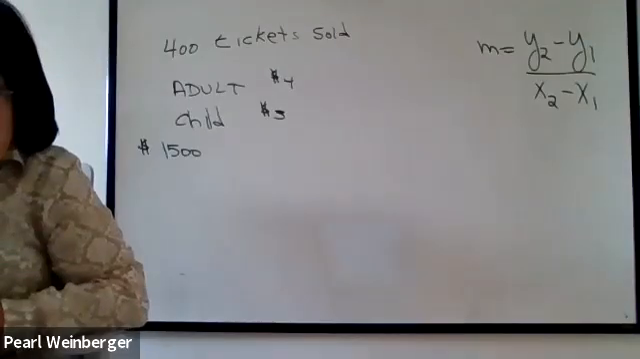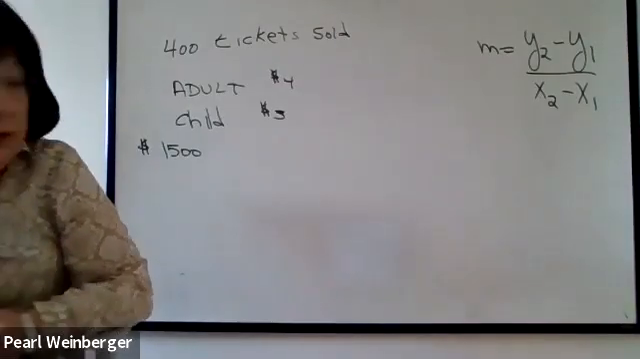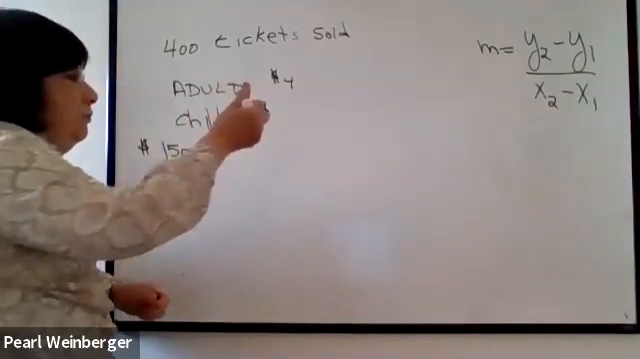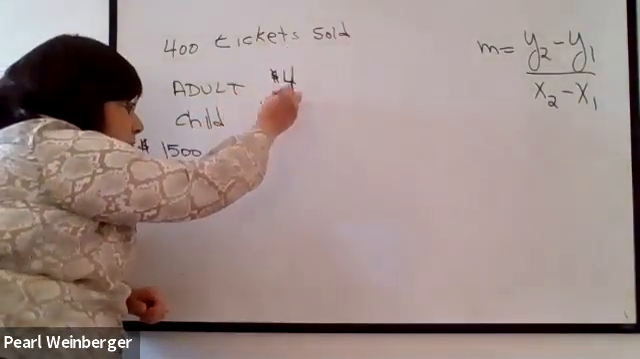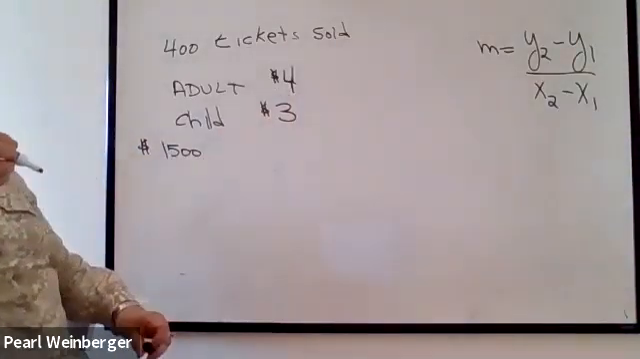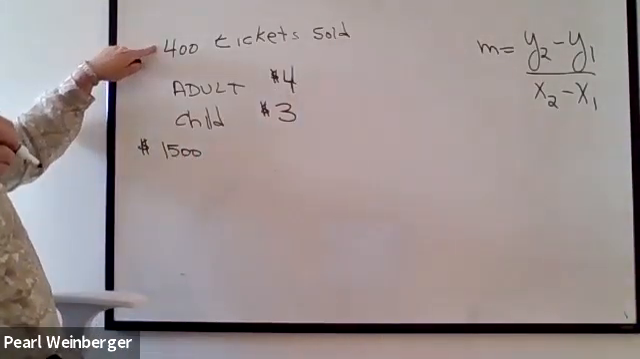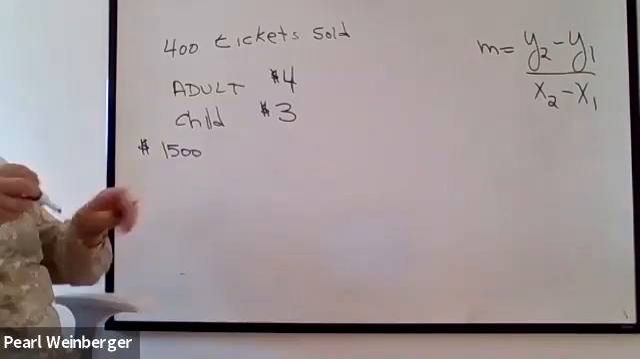Children, is it $3? What? $3 for the children tickets? Three, yes. $3. This is 4. And this is 3. Is that better? And this is 400 tickets and $1,500.